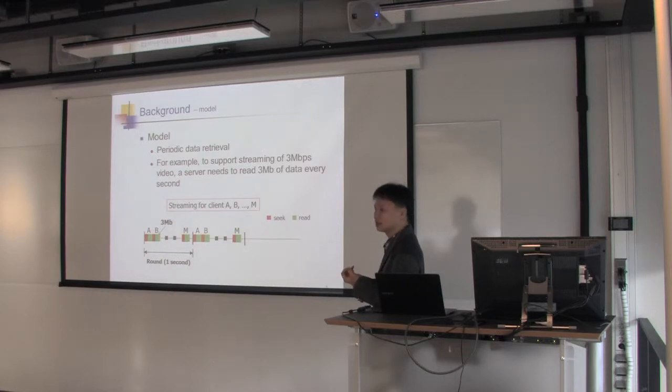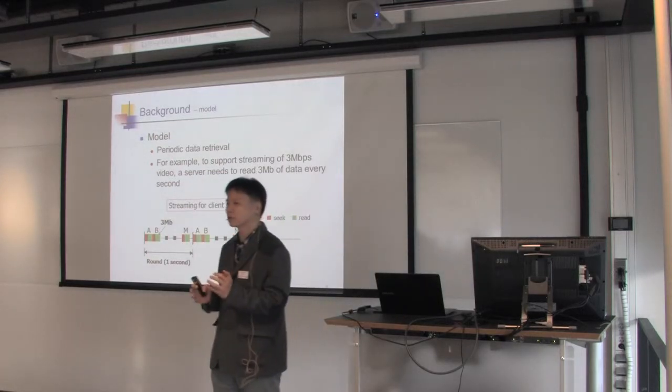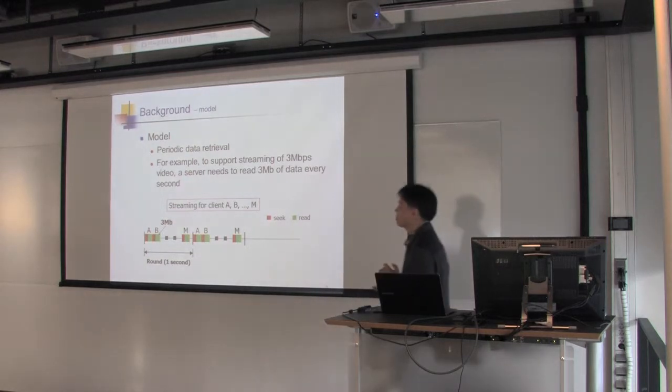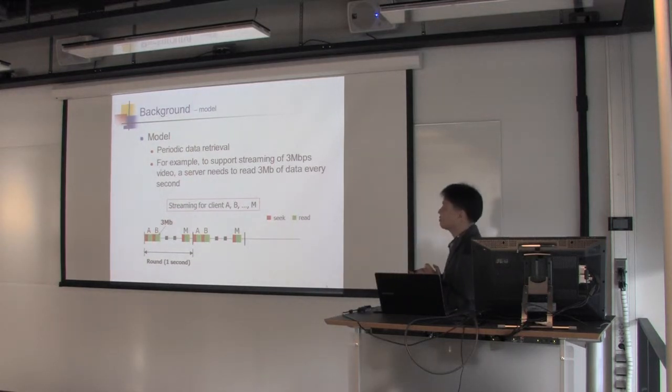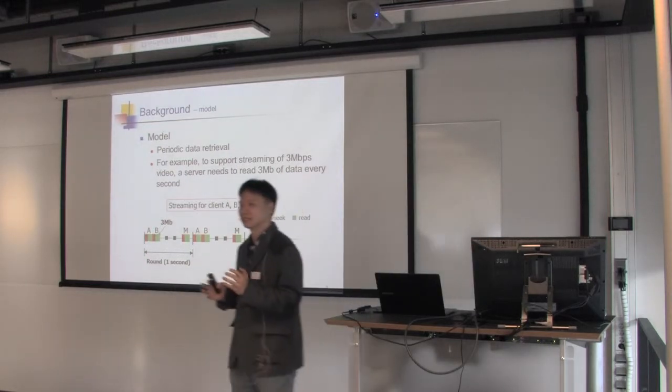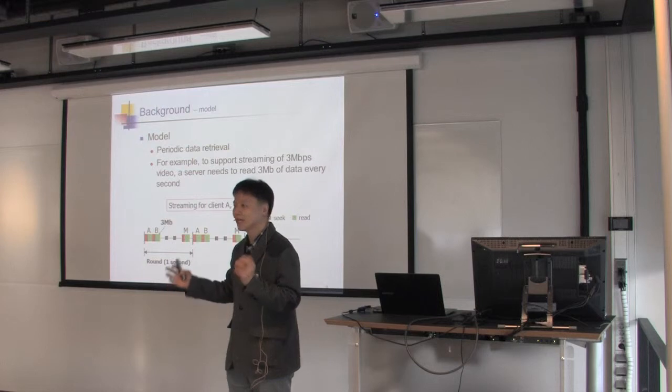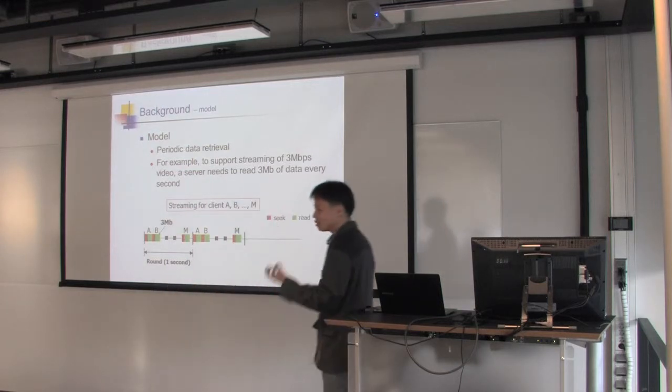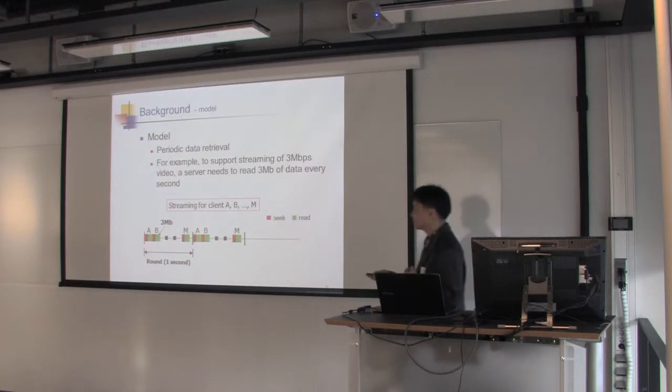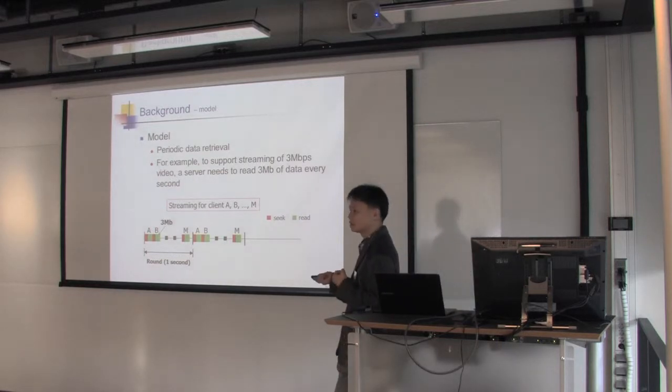For this purpose, I'm now presenting the system model for our video servers. Basically, a video server must support periodic data retrieval. For example, to support streaming of 3 megabits of video, a server needs to read 3 megabits of data every second. In addition, a video server inherently supports a lot of concurrent clients simultaneously. So from this observation, we can divide the timeline into several rounds. And in each round, video data is transmitted for every client in a periodic fashion, as shown in this picture.